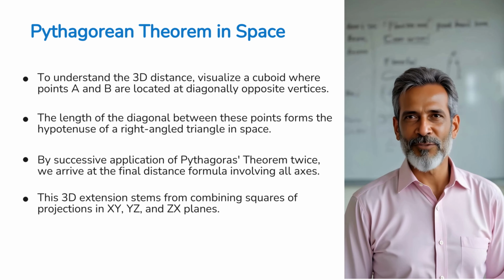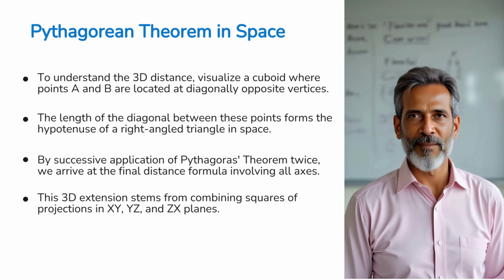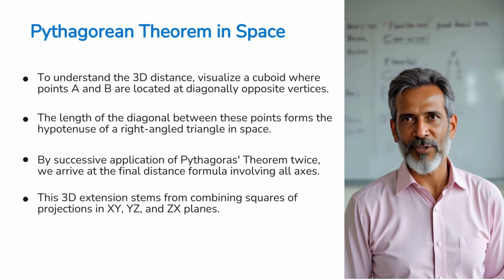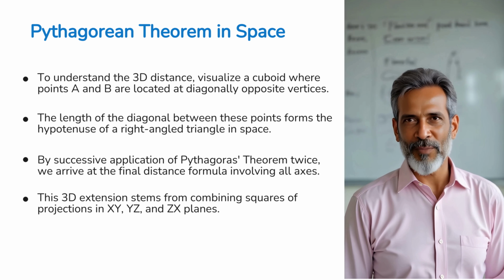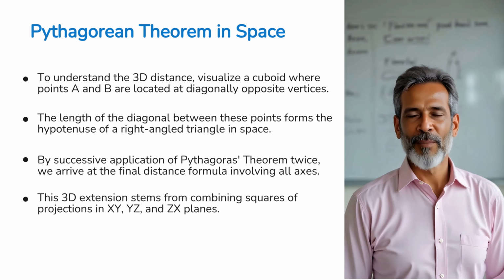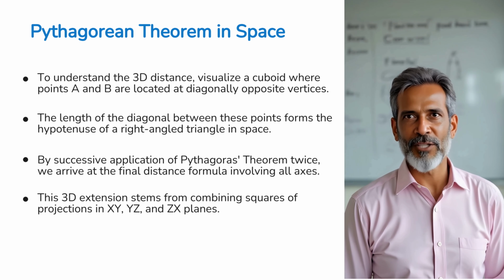To really feel this formula, imagine a box-like shape, a cuboid, where points A and B are on opposite corners. The distance we want is the diagonal stretching directly between these 2 points. If you think of this diagonal as the hypotenuse of a right-angled triangle, you can break the problem down. First, apply Pythagoras' theorem to the base of the cuboid in the xy plane to get a diagonal there. Then, think of that diagonal along with the height in the z direction, forming a right triangle in 3D space.